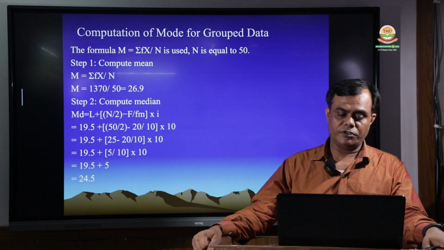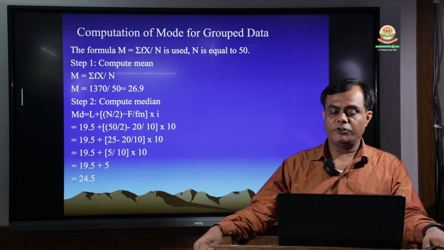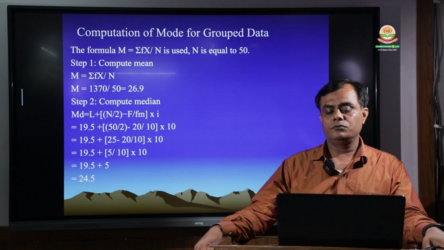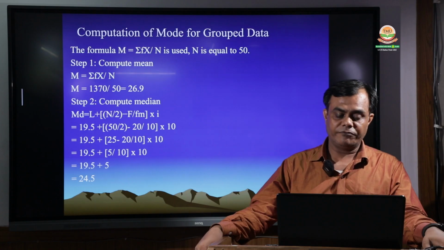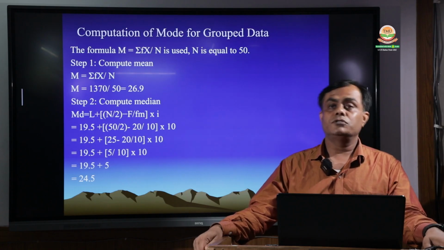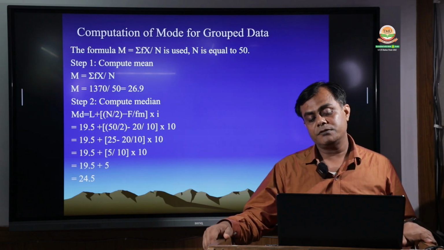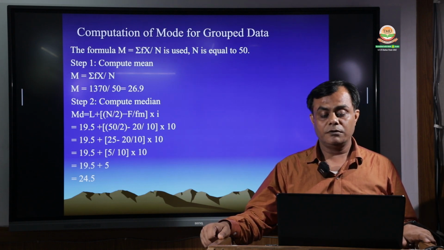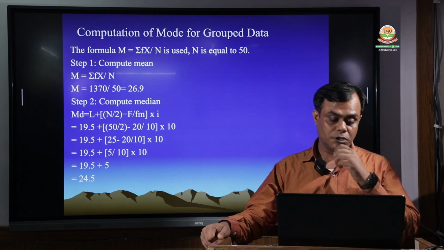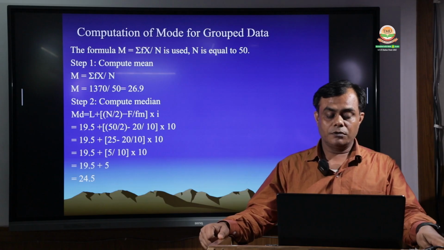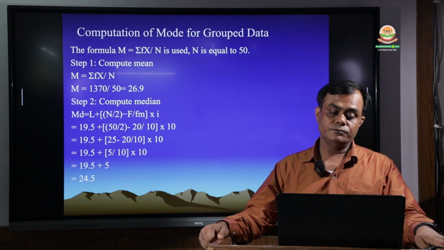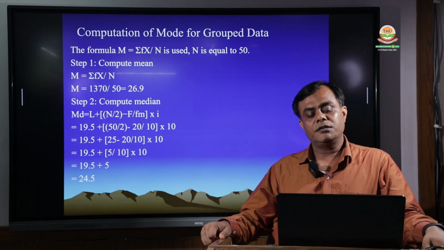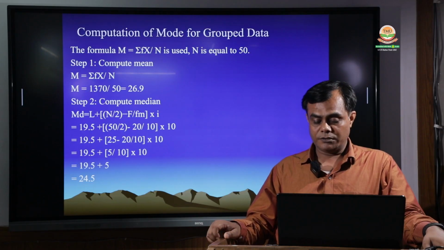Step 2 is computation of the median. The median is L plus (n/2 minus f) divided by fm, multiplied by i. So that is 19.5 plus (50 divided by 2 minus 20) divided by 10, multiplied by 10. So the total value becomes 24.5. So 24.5 is the median value and the mean value is 26.9.